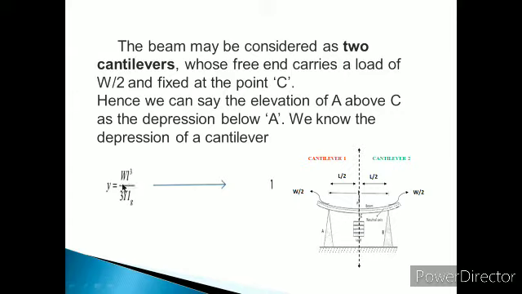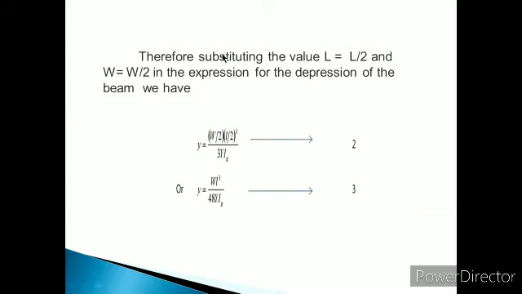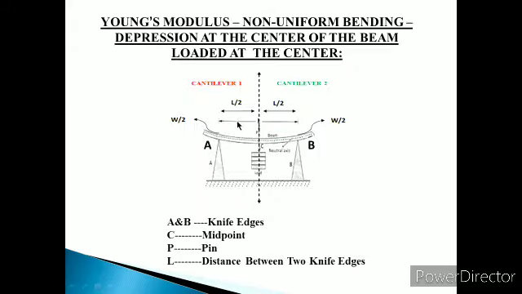Y is equal to WL cube divided by 3YIG. This is the formula for depression of the cantilever. So we have to convert this formula for our required determination of Young's modulus by the method of non-uniform bending. Just see this. Therefore, substituting L is equal to L/2 and W is equal to W/2. That means here this is the combination of two cantilevers. So the total length is divided into L/2, L/2 and also the load W is divided into W/2, W/2.